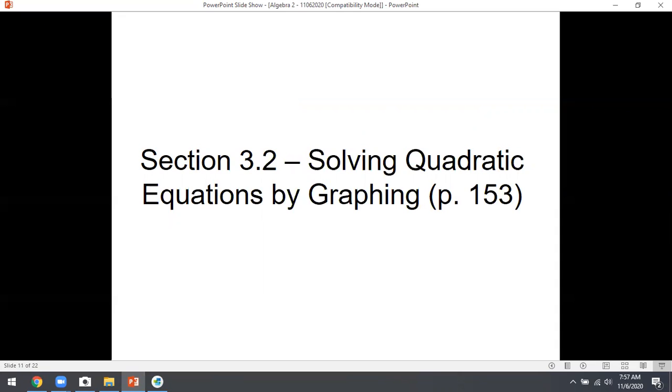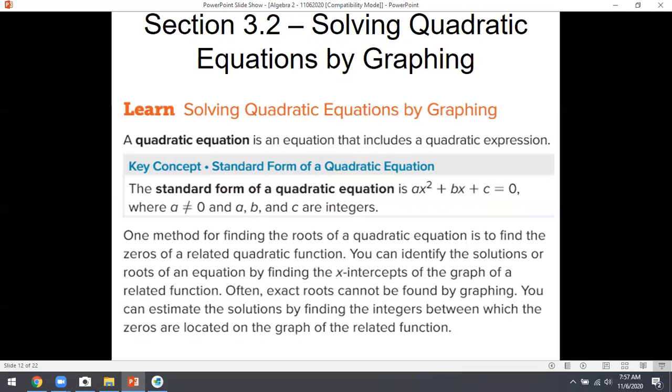This is section 3.2. Solving quadratic equations by graphing. As always, if I say solve something by graphing, that's the worst method to solve something. This is what you do if you get in a jam and you don't have any algebraic ways to do things. Or if you just lose your mind and forget how to do everything, I guess you could fall back on this. All right, first things first, we should probably define what we've been doing so far.